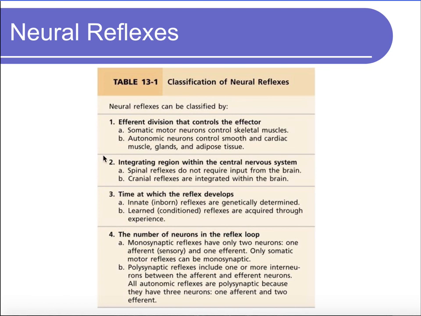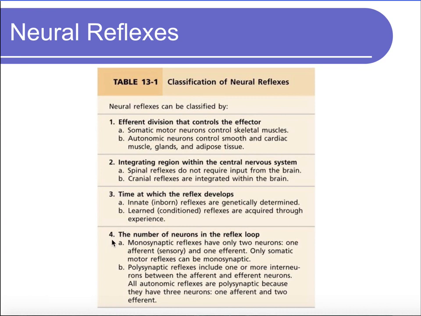We can also classify them based on where they are integrated. So if the reflex goes into the spinal cord and goes right back out, then it's a spinal reflex. If the reflex goes up to the brain and then goes back out, then it's a cranial reflex. We can also define it based on the time at which the reflex is developed. So if you are born with it, it is an innate reflex. If it is something that you learned through experience, it is a learned reflex.